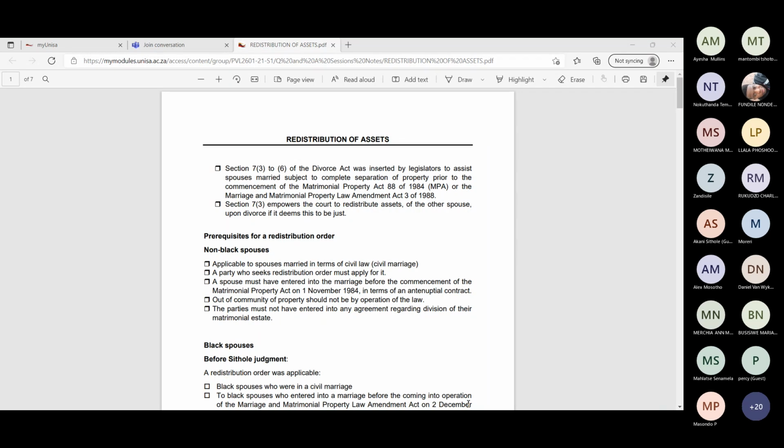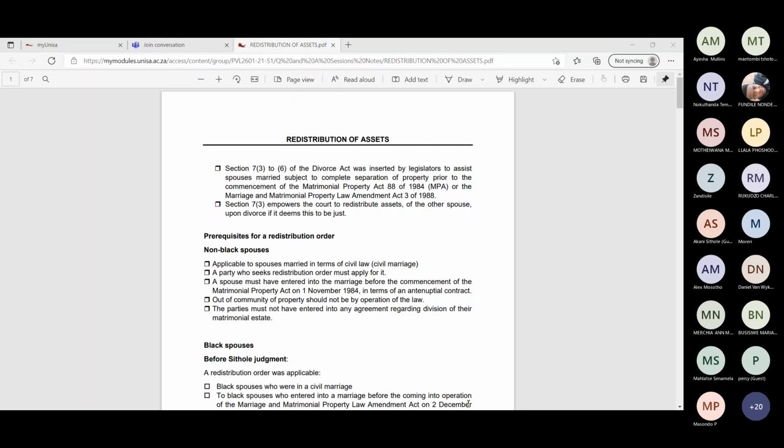Okay, let's hear Sive. Sive? Hello, ma'am. Yes, hello, ma'am. Yes, Sive. I wanted to ask, if I am married in community of property, and then my husband and I divorce, am I still liable for his debt? And is he still liable for my debt?